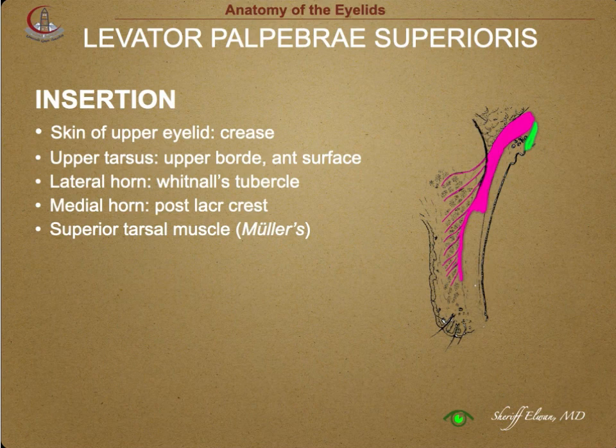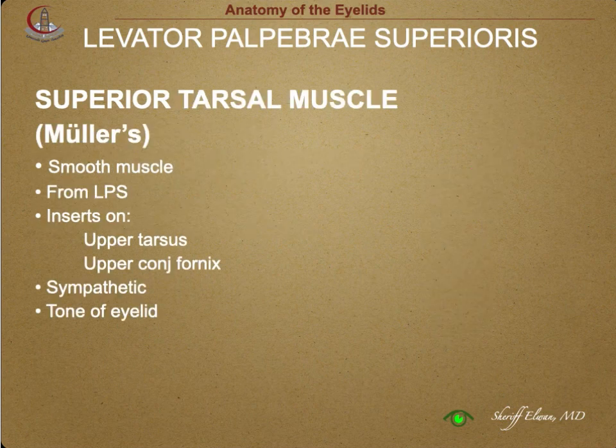And the superior tarsal muscle is a very important structure, which is the deeper fibers called Müller's muscle, and these are supplied by an involuntary system, the sympathetic. Here's the description of the superior tarsal muscle, a muscle of Müller. It is a smooth muscle that originates from the deep fibers of the levator palpebrae superioris to become inserted into the upper tarsus and the upper conjunctival fornix, supplied by sympathetic fibers from the superior cervical ganglion coming around the arteries, and it is responsible for the tone of the eyelids.